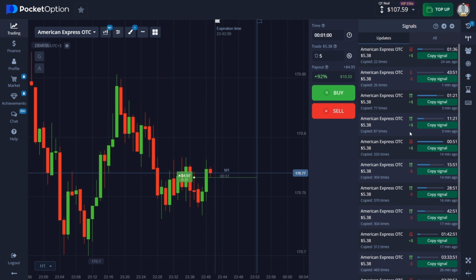Let's take another trade. Let's copy another signal that has a high copy time. Here we have a trade and I copied the signal for this. It was a 40-second trade, a 45-second trade, and the other copy time was 326. This was a downside trade.